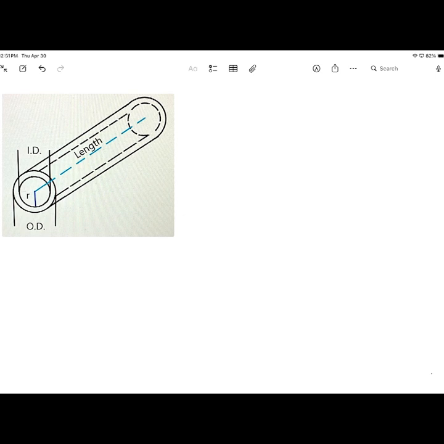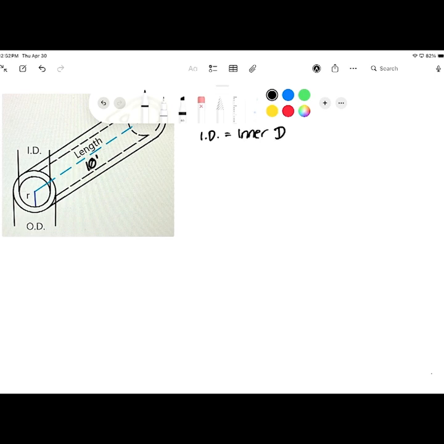This demonstration will cover how to calculate the volume for a single 10-foot piece of plastic pipe. So let's start. What's the length of this pipe? It's 10 feet. And what does the ID stand for? That's inner diameter. And what does the OD stand for? Outer diameter.